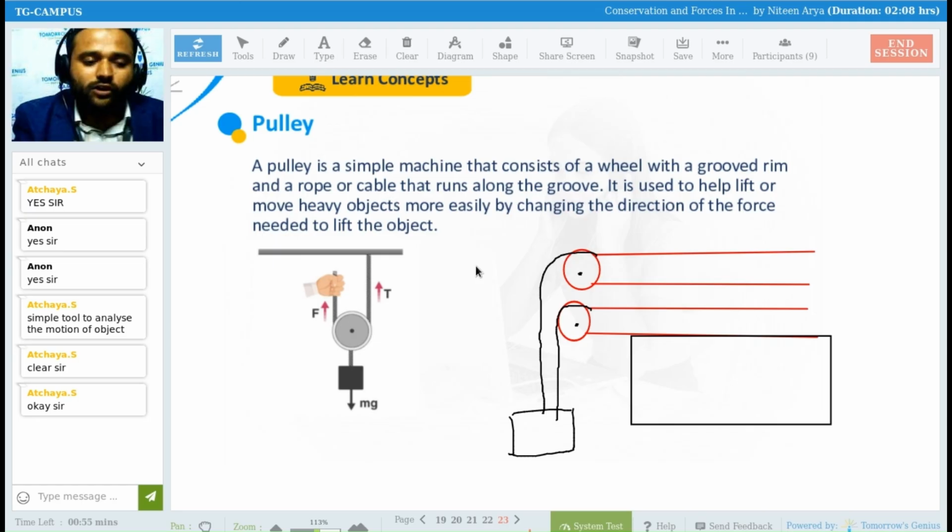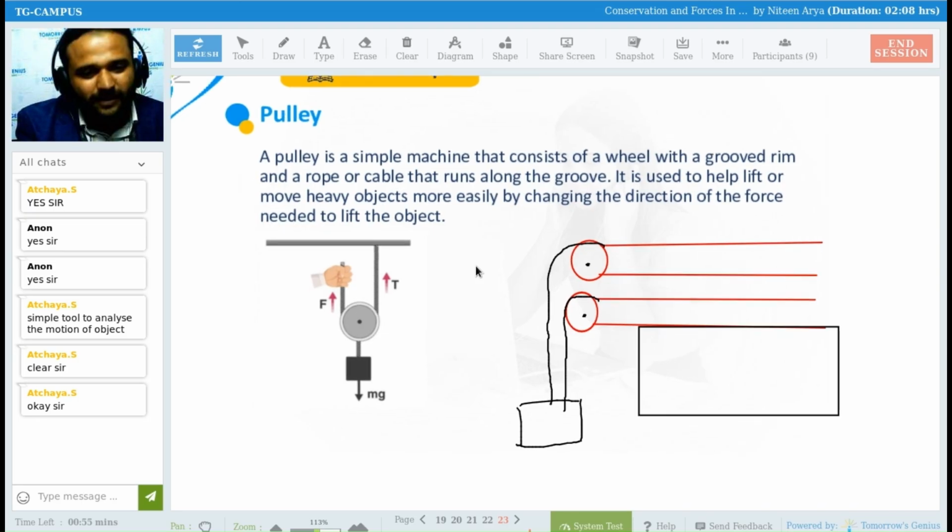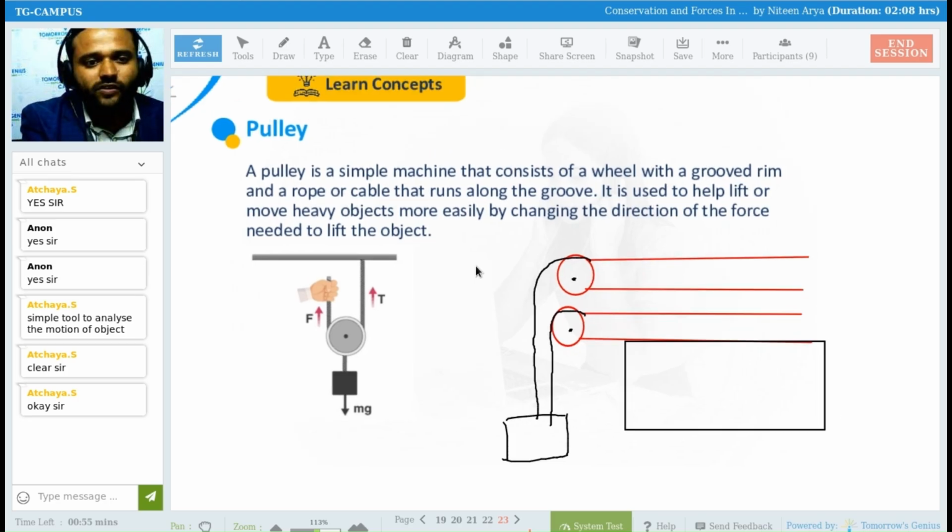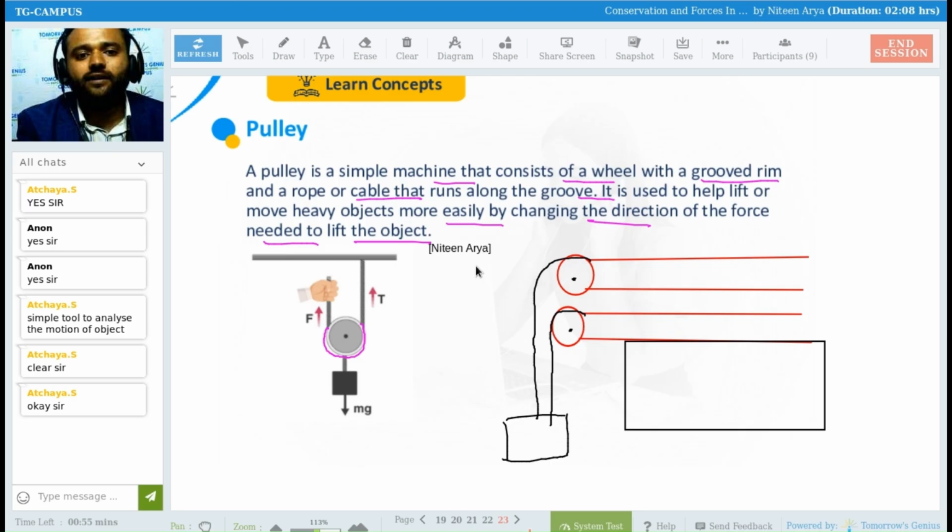So we are going to see the different cases there. The simple thing, a pulley: what is a pulley? A pulley is a simple machine that consists of a wheel with a grooved rim and a rope or a cable that runs along the groove. This is the groove. It is used to help lift or move heavy objects more easily by changing the direction of the force needed to lift the object.